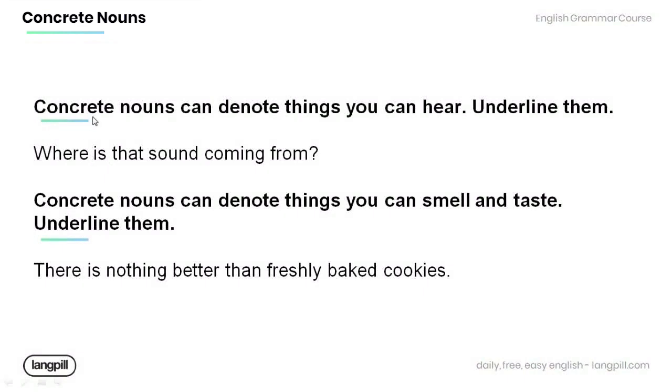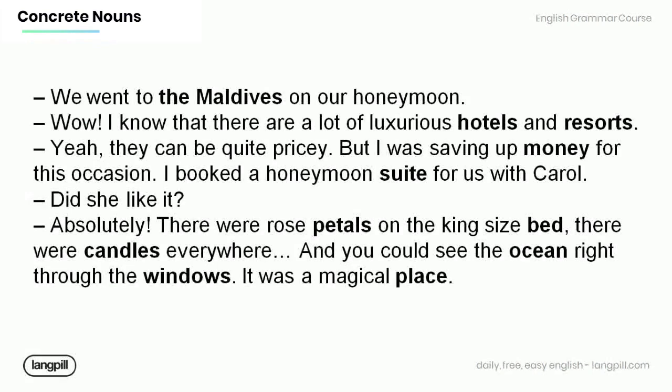Also remember that concrete nouns can denote things you can hear and things you can smell and taste. Now read the following sentences and underline those concrete nouns. Where is that sound coming from? Sound. There is nothing better than freshly baked cookies. Cookies.